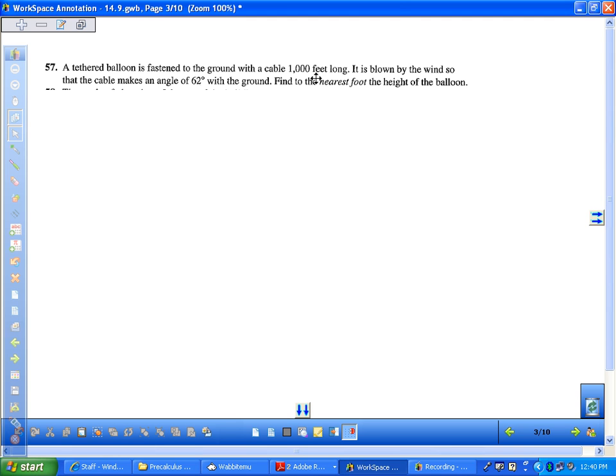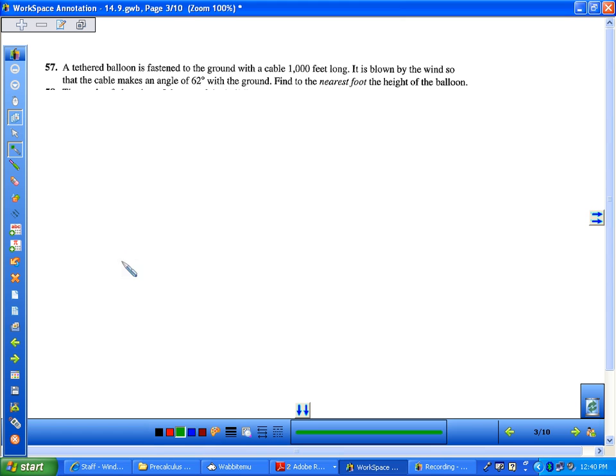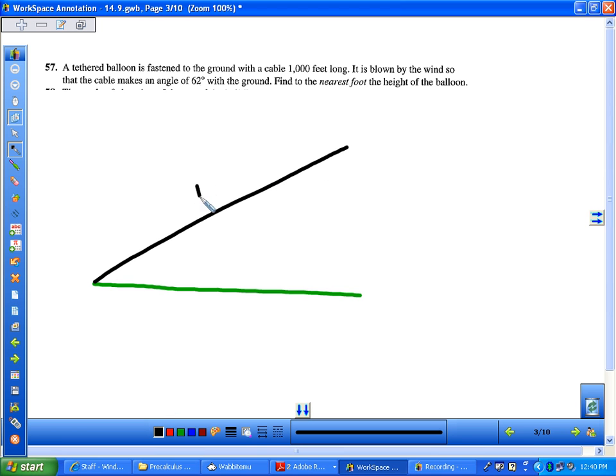A tethered balloon is fastened to the ground with a cable 1,000 foot long. It is blown by the wind so that the cable makes an angle of 62 degrees with the ground. So here's our ground, here's our cable to the balloon. The cable is 1,000 feet long, forming an angle of 62 degrees with the ground. They want to know how far off the ground the balloon is. What kind of triangle do we have here? A right triangle. Pythagorean theorem or baby trig?